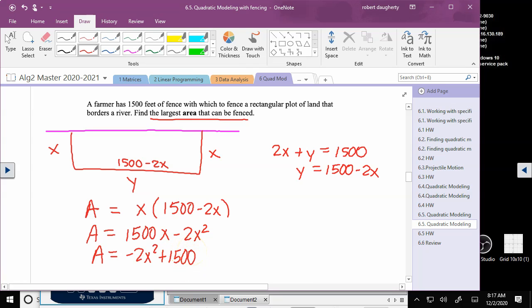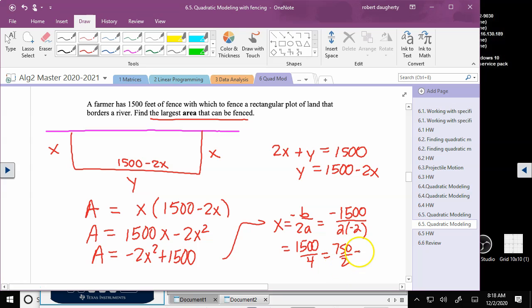That's a parabola that opens downward. To find its maximum means to find the vertex. So X is equal to negative b over 2a. So that's going to be negative 1500 over 2 times negative 2. And so this is going to be 1500 over 4, which is what? 750 over 2, which is 375.